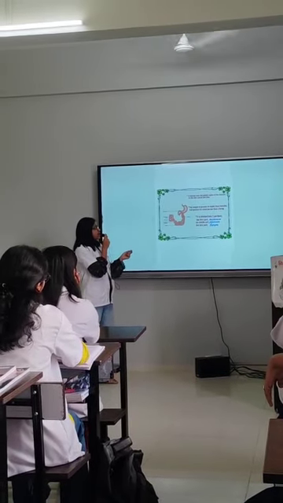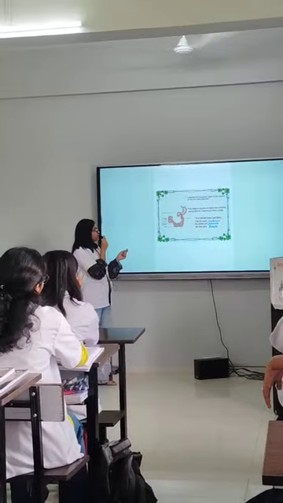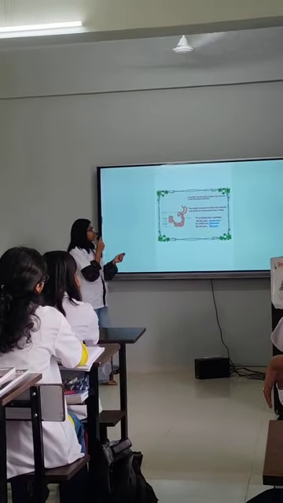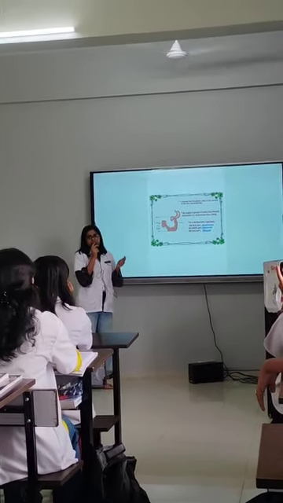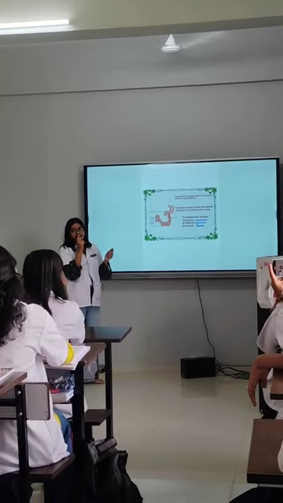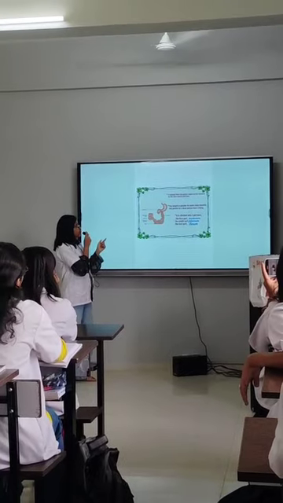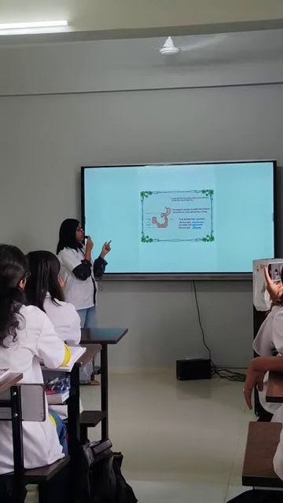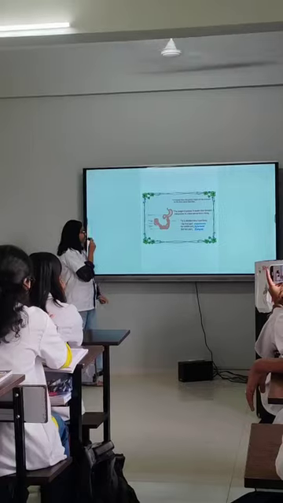It extends from the pyloric region of the stomach to the ileocecal junction. Pyloric region is the last part of the stomach, and cecum is the first part of the large intestine. So small intestine extends from the pyloric region till the ileocecal region.